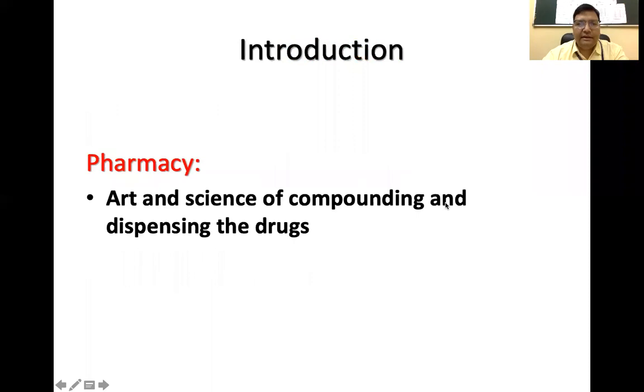So pharmacy, by definition, is the art and science of compounding and dispensing the drug. It's not only the science, but it also includes the art. That means there are certain parameters or beautification with which we are going to dispense or compound a preparation.